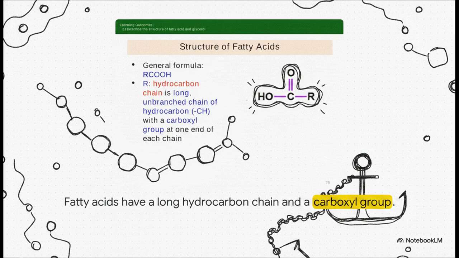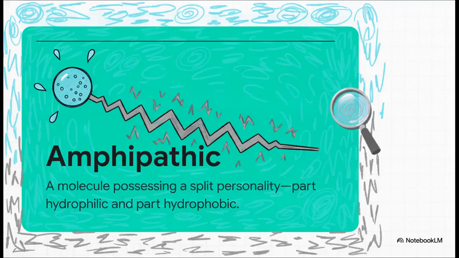A fatty acid is basically a long, unbranched hydrocarbon chain, literally just a long string of carbons and hydrogens, and it ends in a very specific carboxyl group. Now, here's the absolute game changer. This specific physical structure gives fatty acids a total split personality. The scientific term for this is amphipathic.